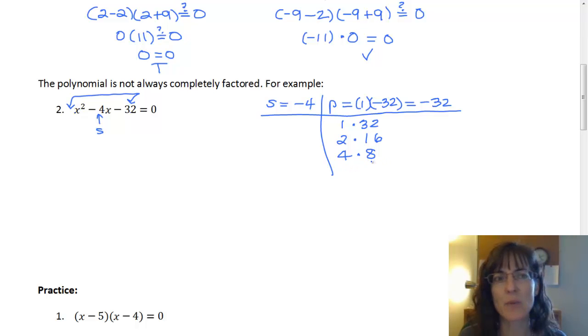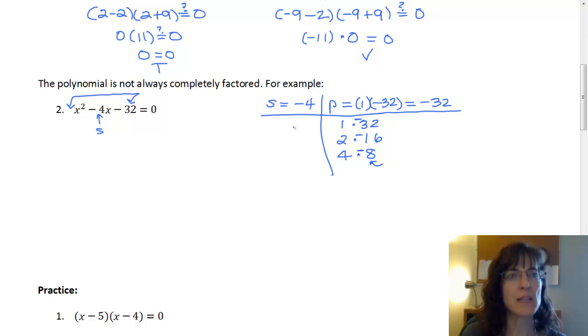And 8 is the next one I can think of. It's already showing here on my list, so my list is complete. And now I just want to look for, if I want a negative sum, what can I put, which way? If I put my negative here on the 1 and multiply by 32, I'll get a negative 32, but when I add, I'll get a positive number. So the negative needs to go on my larger number, and we'll put it right like that.